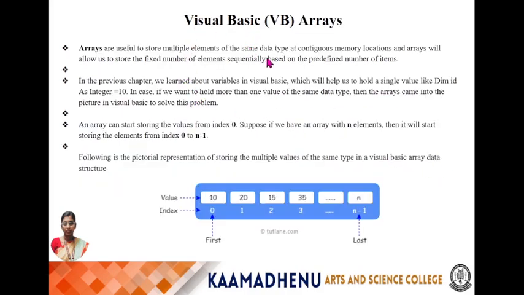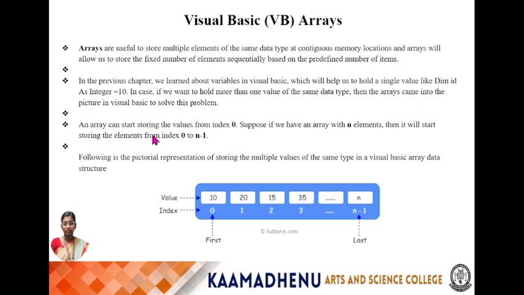So these are Visual Basic arrays. Arrays are useful to store multiple elements of the same data type at contiguous memory locations, and arrays allow us to store a fixed number of elements sequentially based on a predefined number of items. In the previous chapter we learned about variables in Visual Basic, which help us to hold a single value, like Dim id As Integer = 10. In case we want to hold more than one value of the same data type, then arrays come into the picture in Visual Basic to solve this problem.